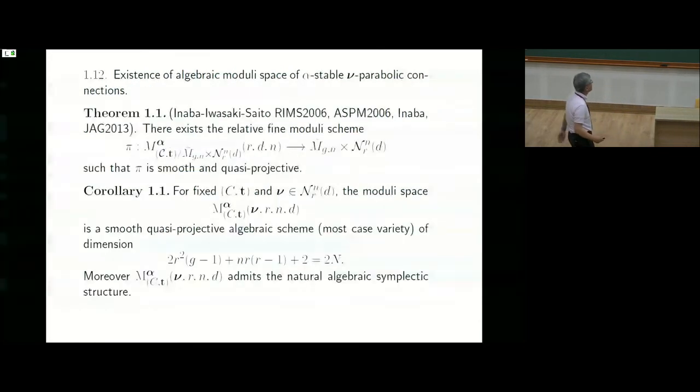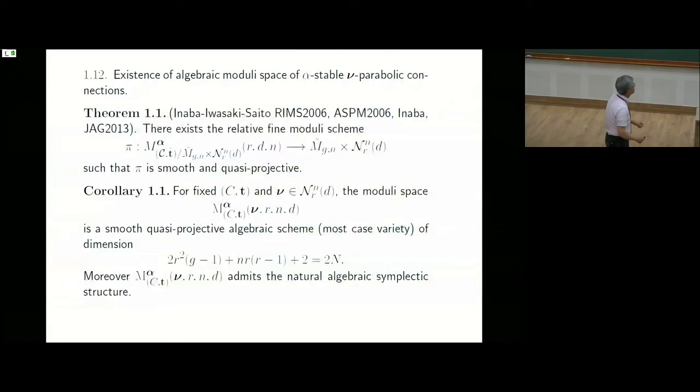Okay. And the existence of the algebraic moduli space of α-stable new parabolic connection will be given by Inaba's talk next lecture. So he's the expert of that. He's the best student of Professor Maruyama in the construction of moduli spaces. Inaba, Iwasaki, Saito, and also Inaba gives you these existence theorems.